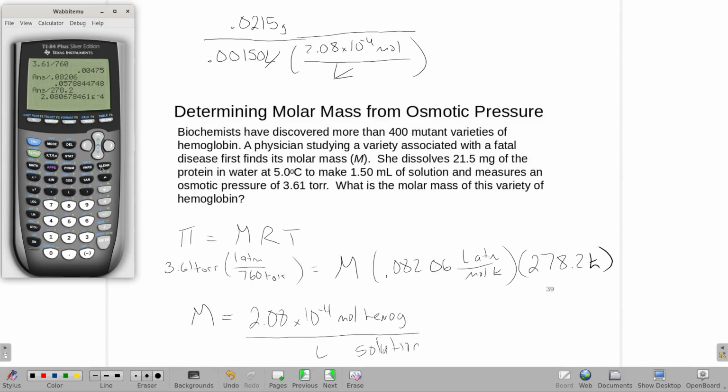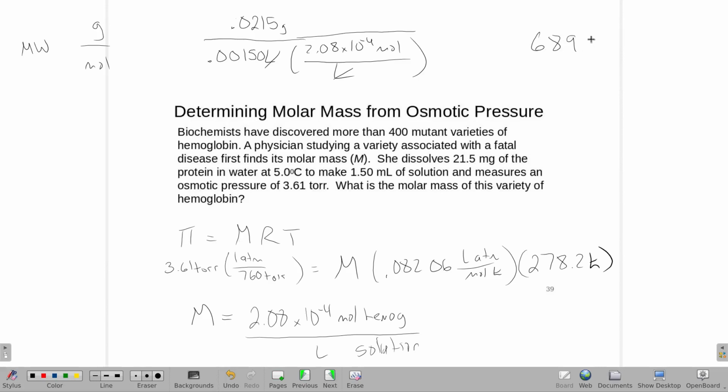Now, hemoglobin's a huge molecule, so we are expecting a very big number here. Even though there's a small molarity, there's not much in there. So take that, divide it by 0.0015, and also divide that by 2.08 times 10 to the negative 4. I just said I wasn't going to do that, and I just cleared out my calculator. I only got 3 significant figures. 668,900 grams per mole. Interesting way of getting the molecular weight, but it's going to be darn accurate.